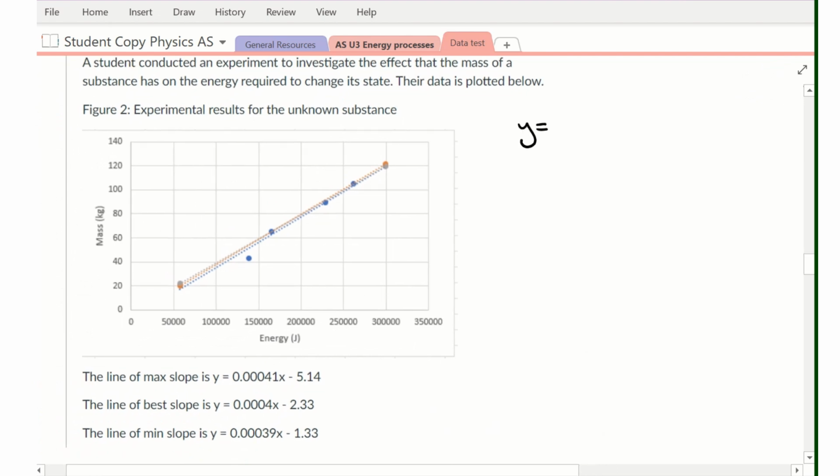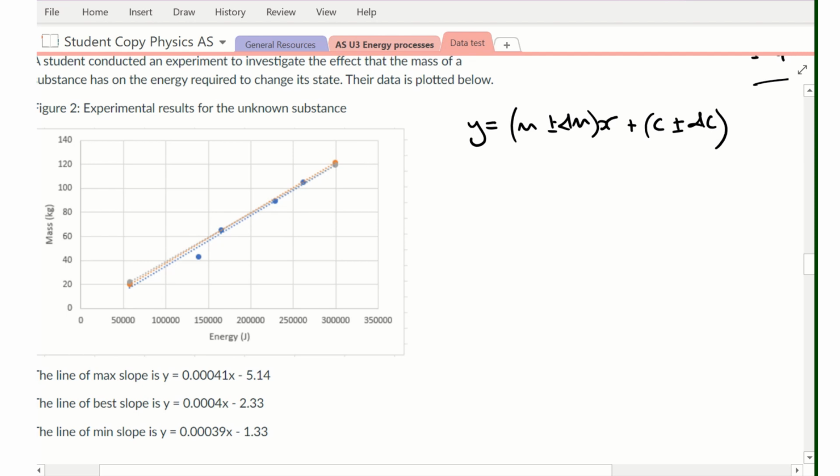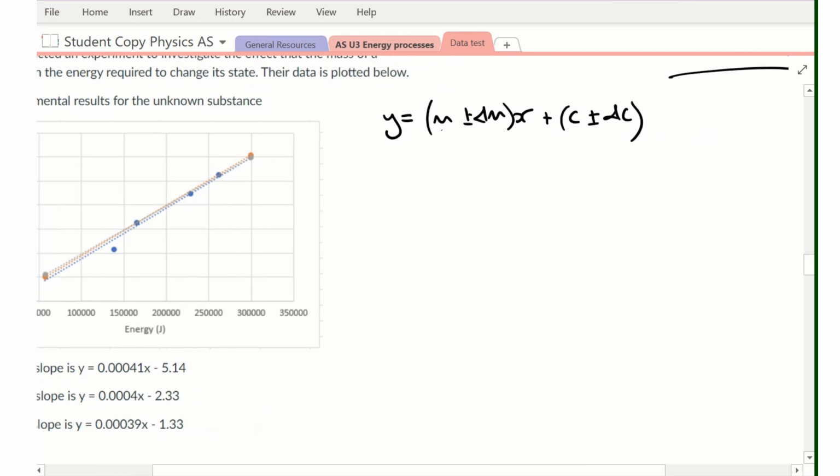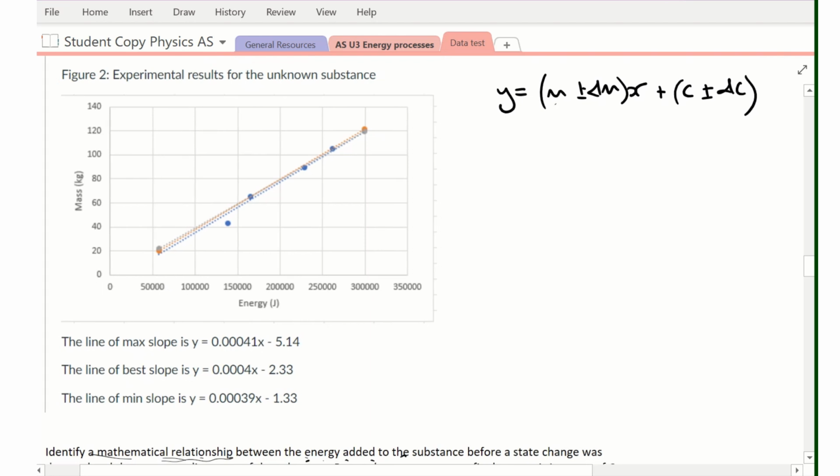All right, so let's do it. It's going to look something like this: Y is equal to (M plus or minus ΔM) X plus (C plus or minus ΔC). Those deltas mean uncertainty. So we've got the gradient plus or minus the uncertainty in the gradient, and then the y-intercept plus or minus the uncertainty in the y-intercept. Alrighty. Let's start calculating some stuff. Before I do, let me clarify. M and C come from your line of best fit. It's the best guess at these values.